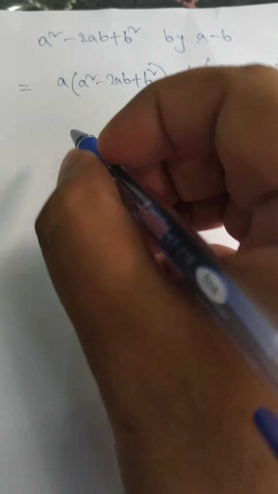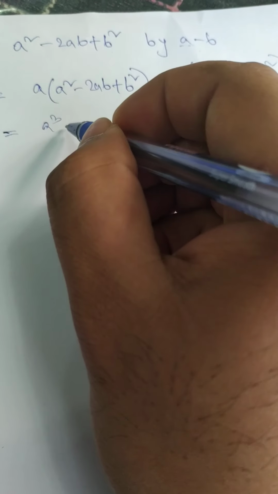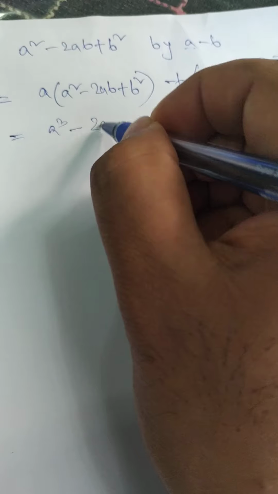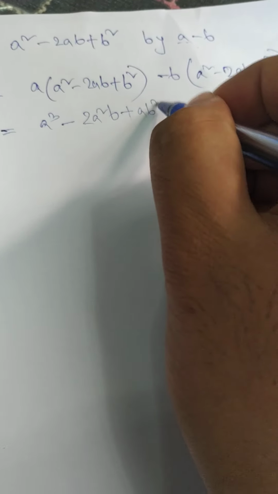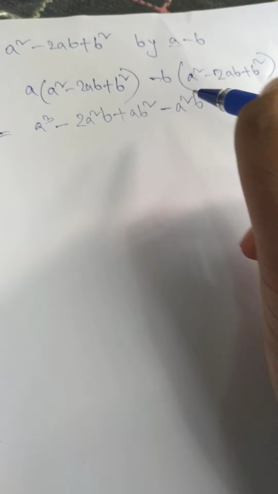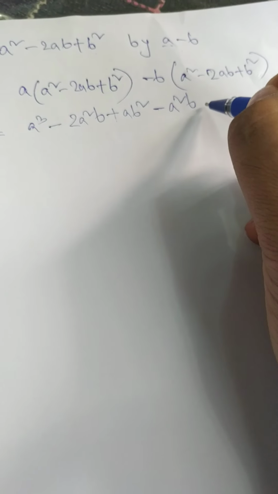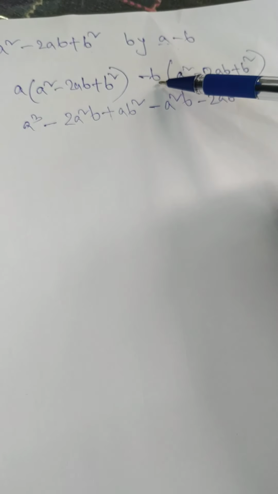And then we proceed further. a into a square is a cube, a into minus 2ab is minus 2a square b, a into b square is ab square. Minus b into a square is minus a square b, minus b into minus 2ab is plus 2ab square, minus b into plus b square is minus b cube. So you need to always remember the sign.